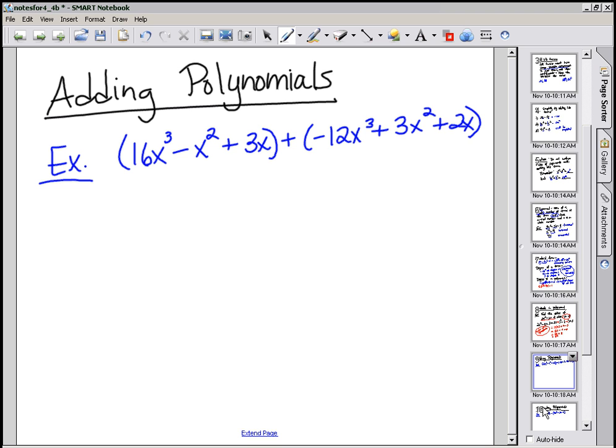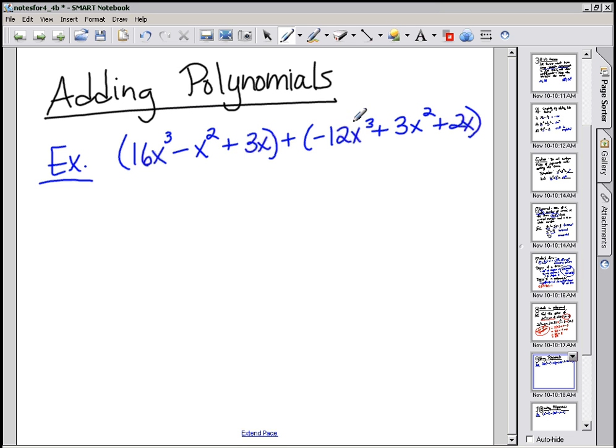Now, the real focus of this section was on adding and subtracting polynomials. And here again is an example. If I wanted to add polynomials or add any algebraic expressions, the only way I can add is if I have like terms. Like terms are those things with the same variable component.